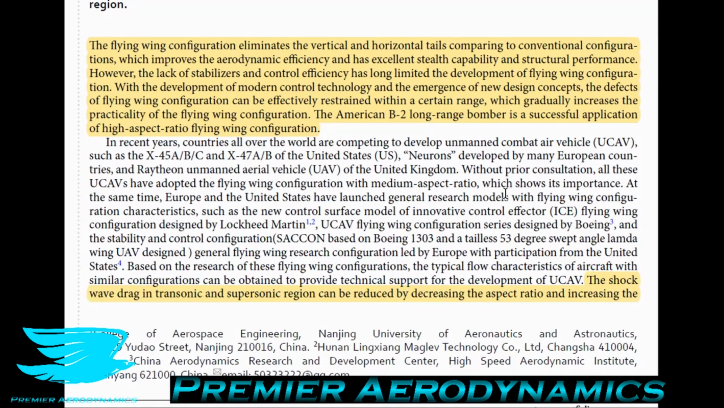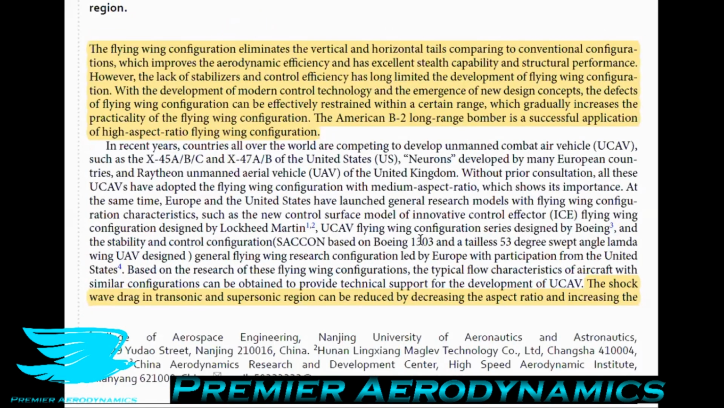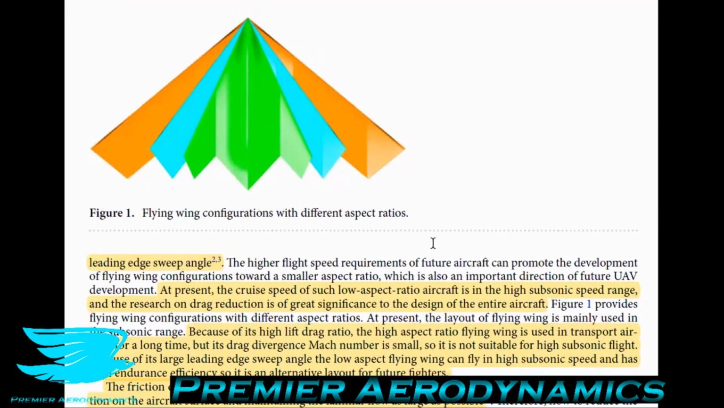So this is interesting. The shock wave drag in transonic and supersonic regions can be reduced by decreasing the aspect ratio and increasing the leading edge sweep angle. So we talked about the aspect ratio to begin with and why that is important from a geometric point of view. Let's talk about the aerodynamics of different aspect ratios.